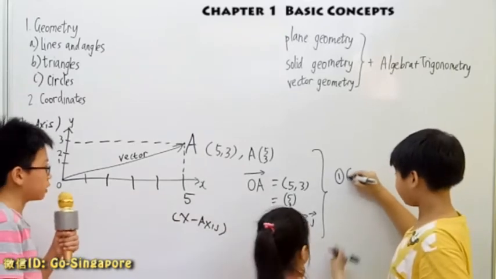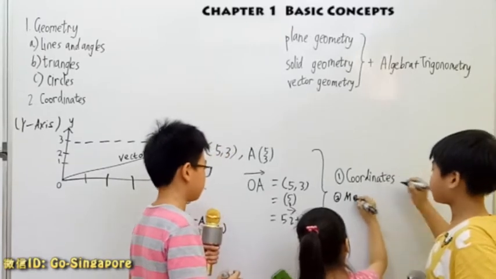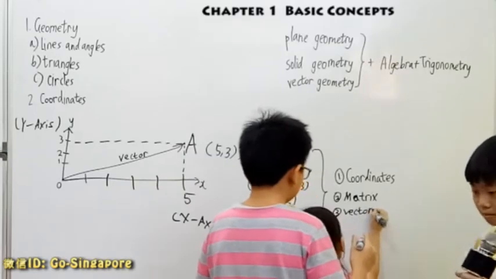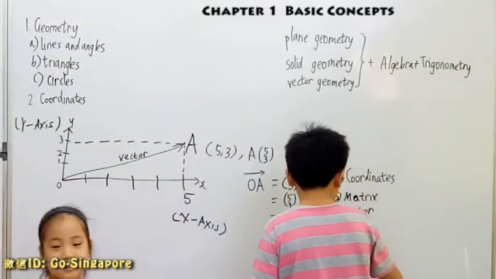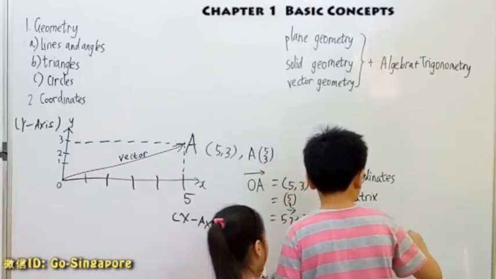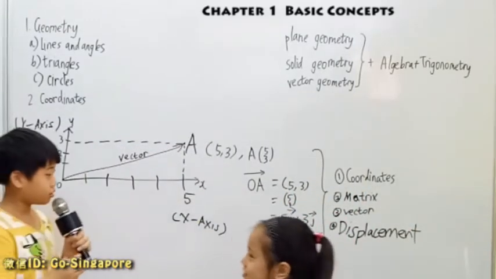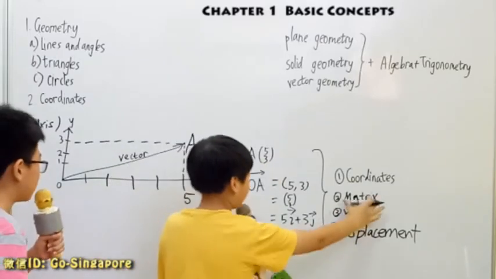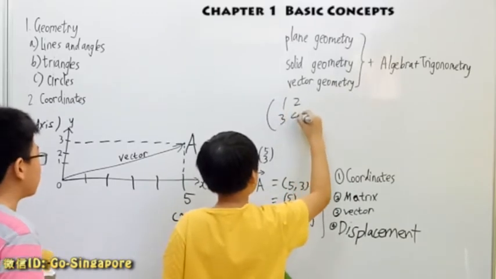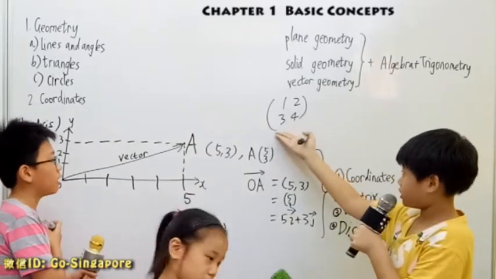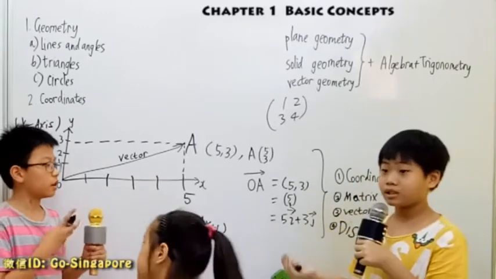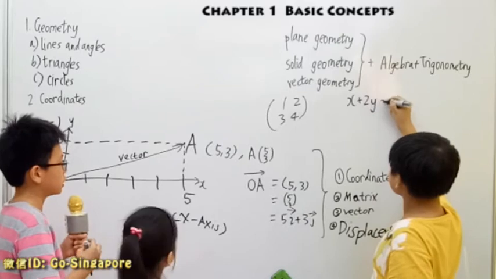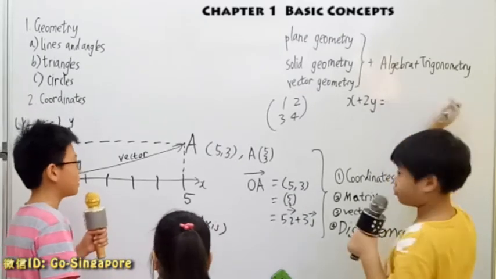There are coordinates. This is the matrix, vector, also the displacement. So we have these four meanings, right? Coordinates are just like these. Well, matrix, it can be like this. It can just be, for example, four numbers. But it also can be the coefficients in the linear algebra equations. Okay, for example, these.